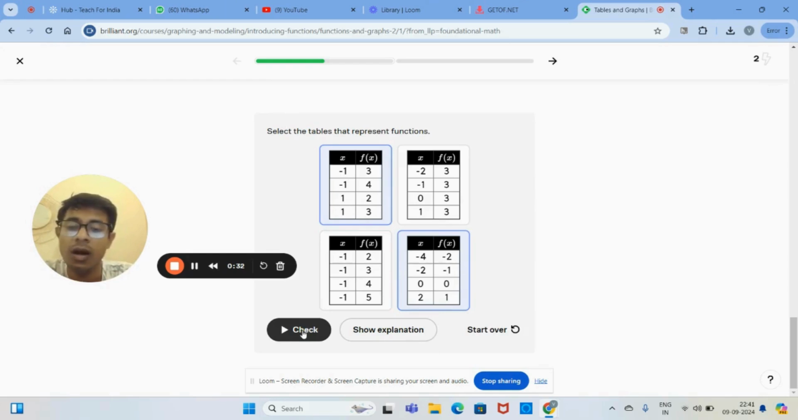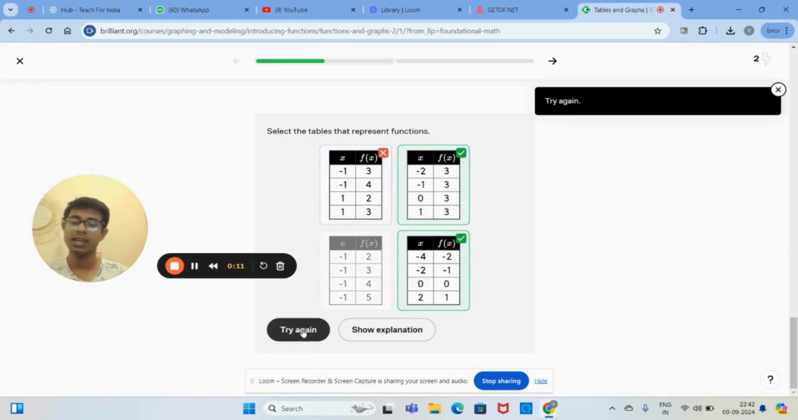These ones are not, because here we have just the outputs repeating, not the inputs. And here the inputs are repeating. So I think this can also be a function because here the outputs are repeating, not the inputs. So yeah, that's how we identify. Let's just check. Okay, so the first one is not okay, because they have inputs which are repeating, so it's not.